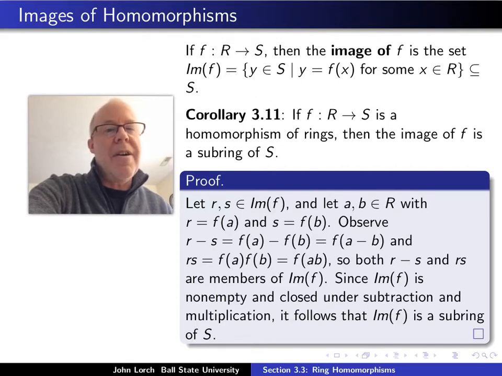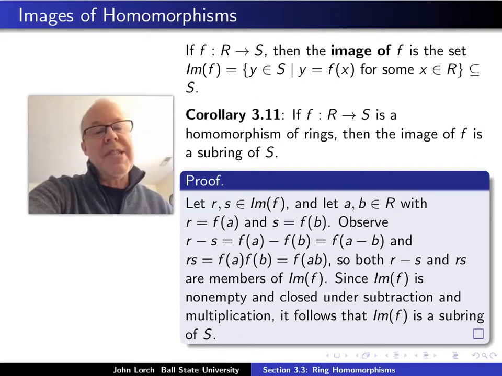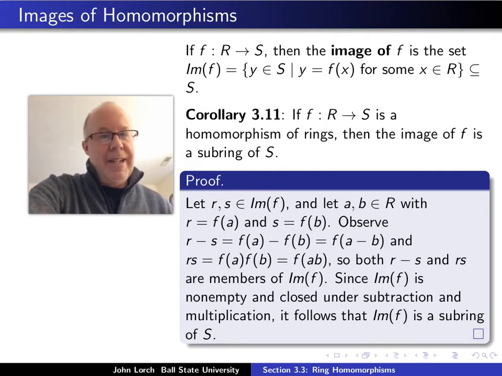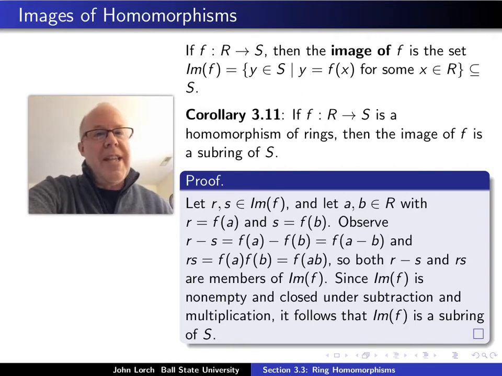x back in R. So this image is a subset of S, and if f is onto, then the image of f is the entirety of S. Okay, so now the corollary says that if f from R to S is a homomorphism, then that image set is actually a subring of S. So here we're going to prove that corollary.